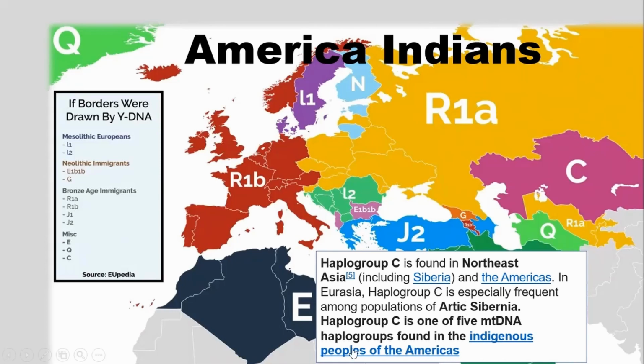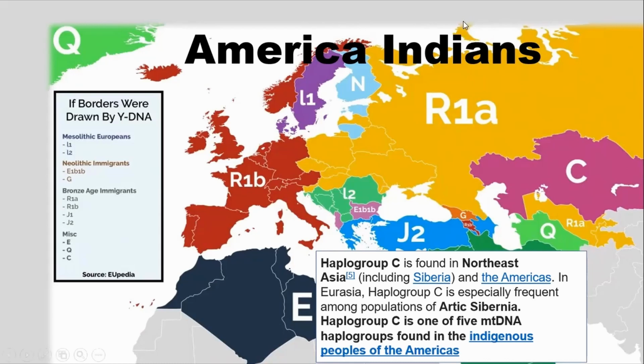Now notice it says here, I'm trying to read it, these are the indigenous people of the Americas. This is the native Indians. They came out of this area right here. I believe that some of these people got pushed out of the Middle East and they settled into that area. I think Joshua was cleaning house. You know, he pushed some of those people out into that area.